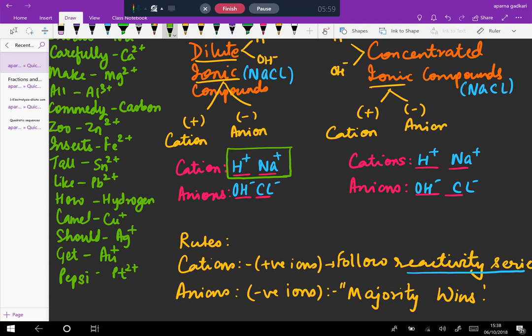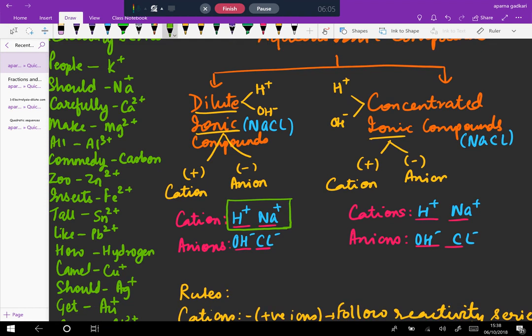Now compared to H plus and Na plus, H plus is lower down. Hydrogen over here is lower down compared to sodium on the top. So therefore hydrogen will be liberated. So at the cathode, what will be my half equation? 2H plus 2e minus gives you H2. That will be at the cathode.